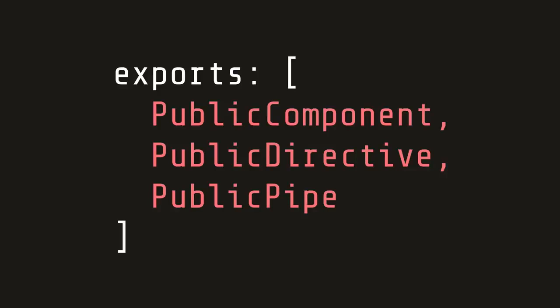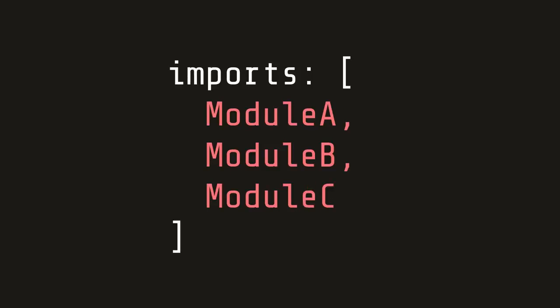This concept is similar to public and private functions in object-oriented programming. Components will be private by default and become public if you add them to exports. Other modules gain access to exported components by importing that module in their own metadata. So just to recap, declarations, imports, and exports define the relationship between components and how they're shared between different NgModules.